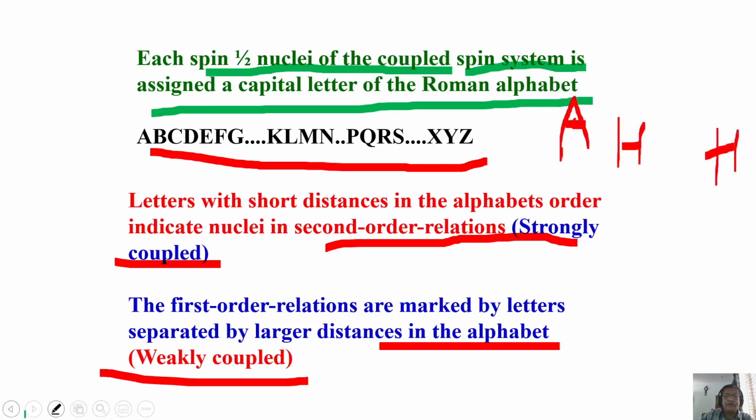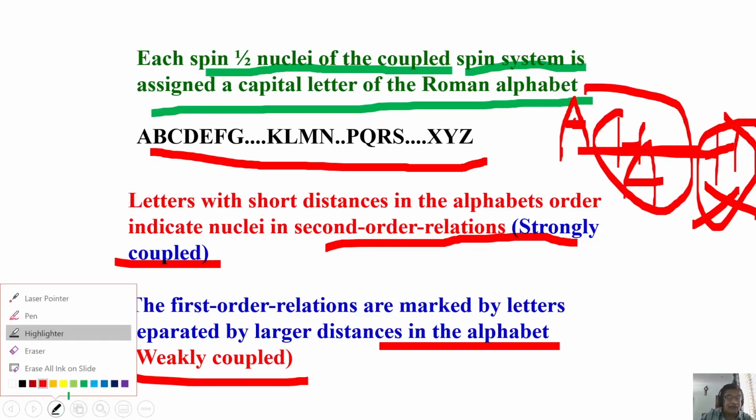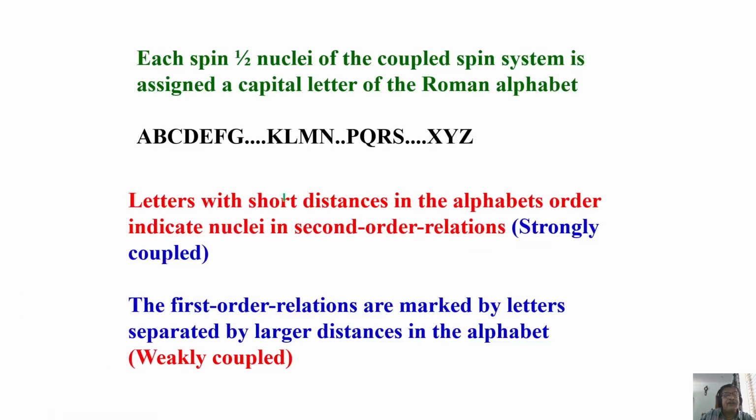Now, let us say I have two protons here, one proton and another proton here. They are coupled. If I call this A and this X, by nomenclature, it means the chemical shift separation between them is far larger compared to the J coupling between these two. So what does it mean? It means these two protons are weakly coupled, very weakly coupled.